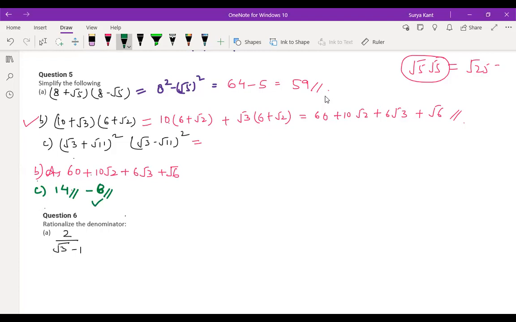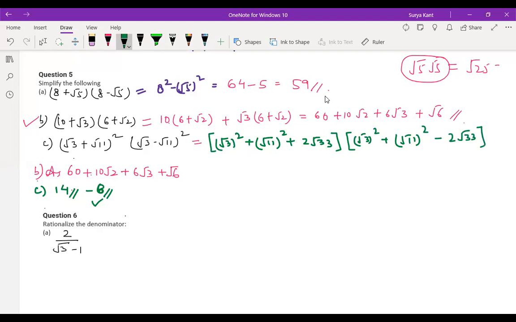Okay, A plus B whole square is A square. Look at it: root 3 whole square plus root 11 whole square plus 2AB, 2 root 3 into root 11, that is 2 root 33. So this is one part, and this is going to multiply with root 3 whole square plus root 11 whole square minus 2 root 33. In this way you have solved, children.